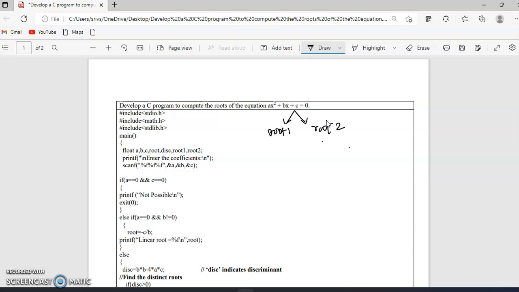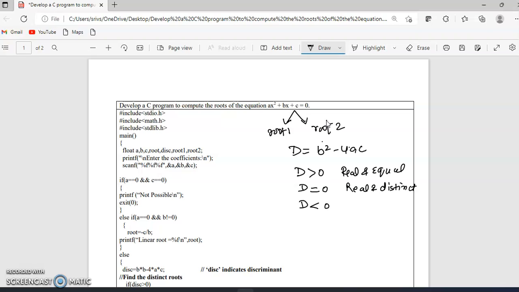First we need to calculate the discriminant D, that will be b square minus 4ac, and the three cases are either D will be greater than 0, or D will be equal to 0, or D will be less than 0. When it is greater than 0, the roots are real and equal, and when it is equal to 0, the roots are real and distinct. And when D is less than 0, roots are imaginary. So these are the three cases that we need to check here.